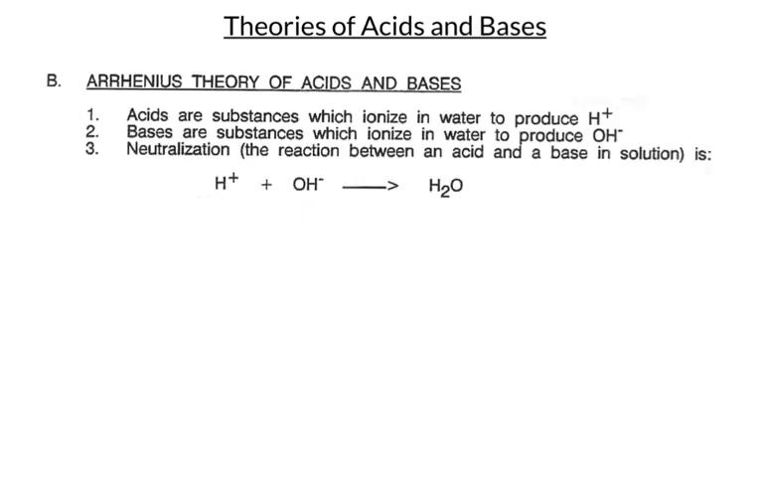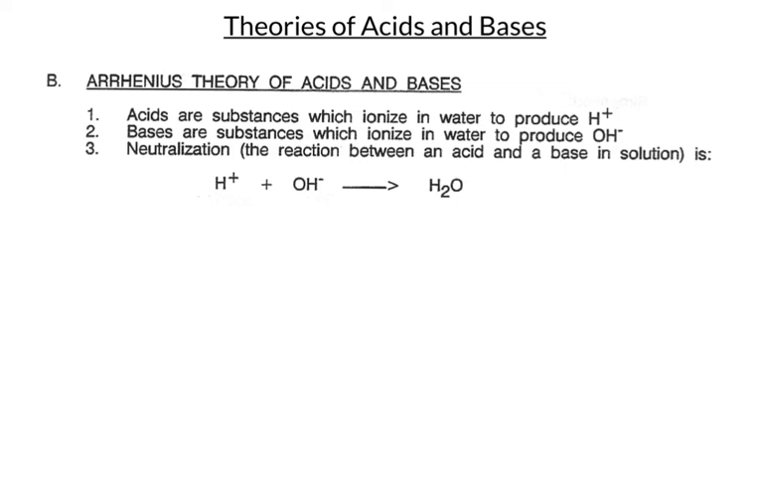There are 3 theories of acids and bases. We're only going to talk about 2 of them in this class because they're a little bit simpler. And we go from the simplest one, which is the Arrhenius theory of acids and bases. And that states that acids are substances which ionize in water to produce the hydrogen ion, and bases are substances which ionize in water to produce the hydroxide ion.